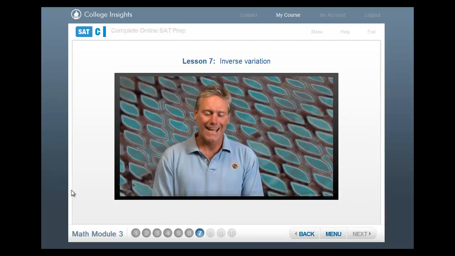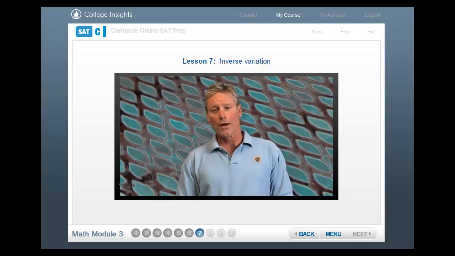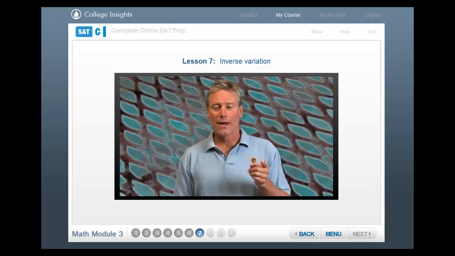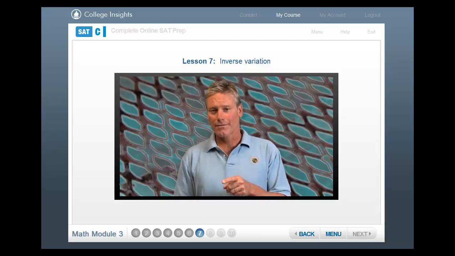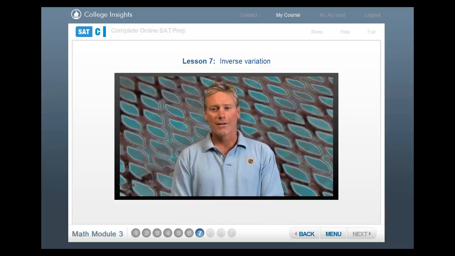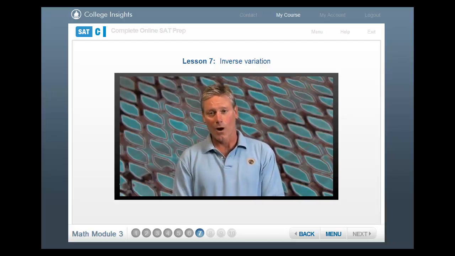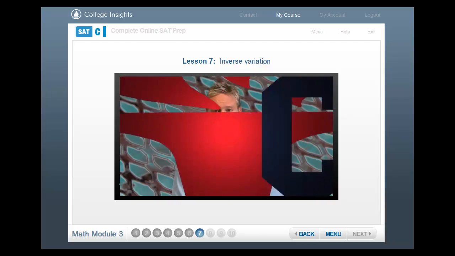Inverse variation is kind of the opposite. As one quantity grows, the other quantity decreases. Let's think about the rate, time, and distance formula that we have. If a car is driving 240 miles at 60 miles an hour, it's going to take 4 hours. If the car were to drive twice as fast, it would take half as long. Let's try a question that deals with inverse variation.